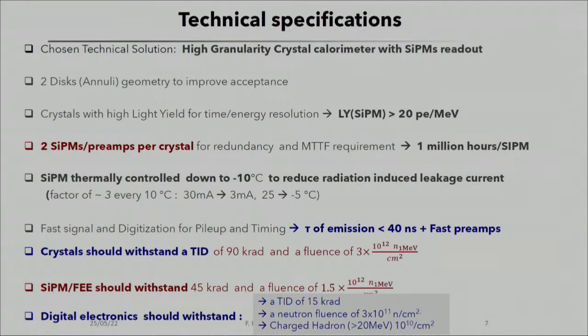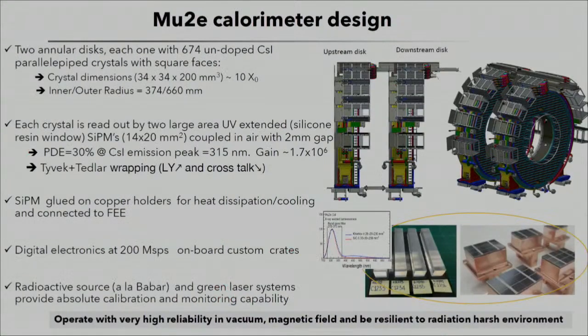Also the CPMs need to be thermally controlled down to minus 10 degrees in order to reduce eventual radiation-induced leakage current. We also need to have fast signal, fast digitization for pile-up disentangling and timing resolution. And the crystal and all the main components in the core of the calorimeter need to withstand a lot of radiation and neutron fluence.